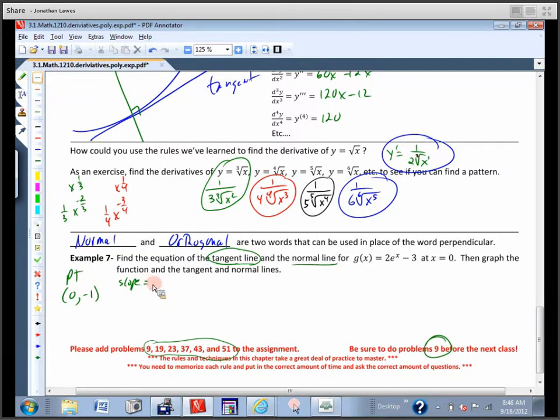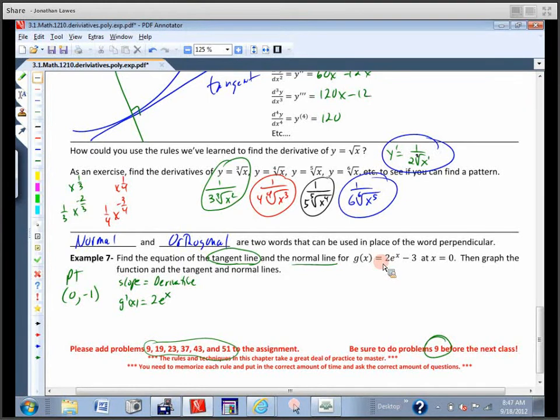Our point is going to be 0, comma. Let's see what we get when we plug in a 0. If you plug in a 0, you get 1 times 2 minus 1. So this is 0, negative 1. Correct me if I'm wrong. Okay? And then we need a slope. Or in other words, we need the derivative.